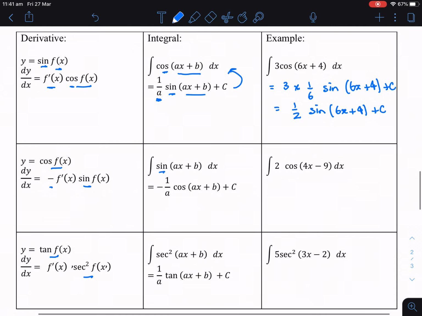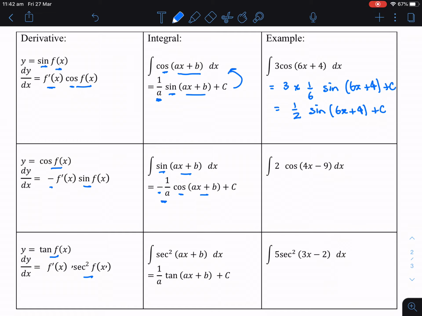This time, going from sine, integrating a sine function, we're going to go to cosine. And so ax plus b would stay the same. And because sine, when we integrate, gives us negative cosine, that's where the negative comes from. So we're going to have the 1 on a out the front, similar to what we had with the integral from the previous part.